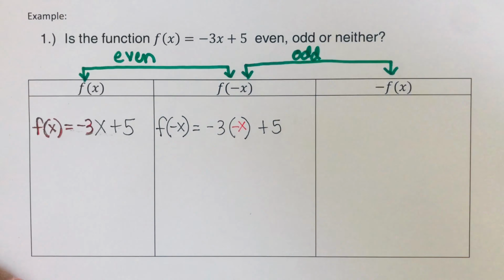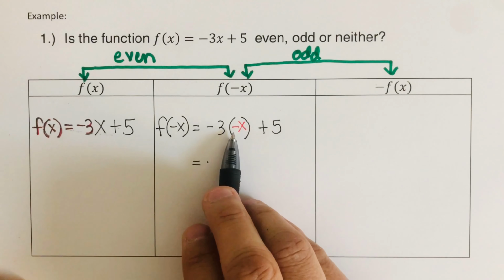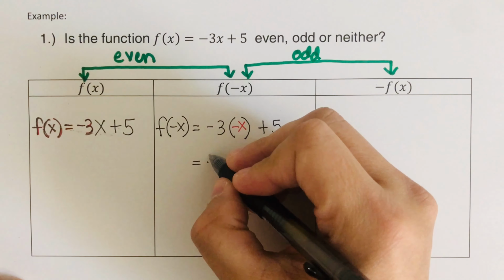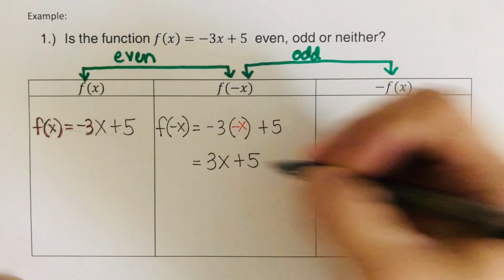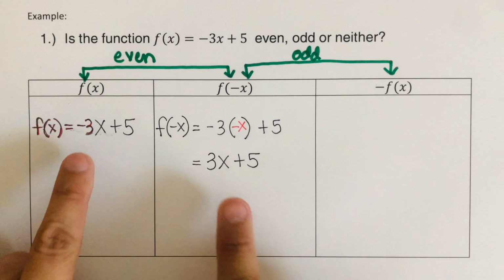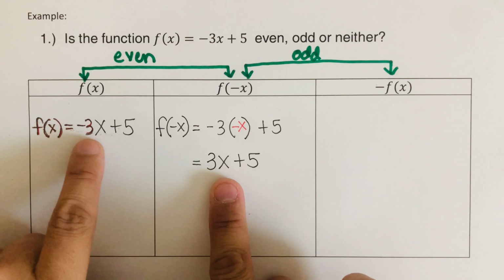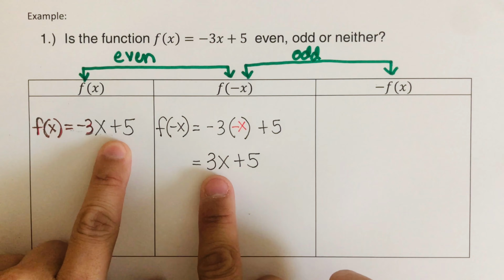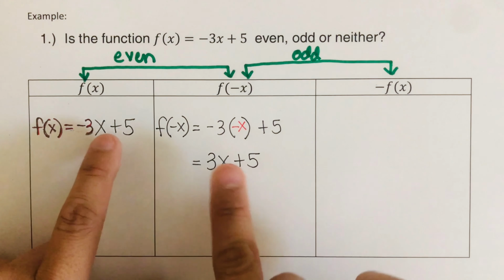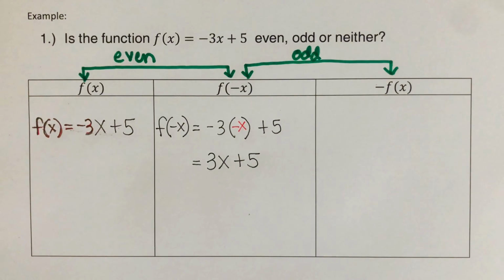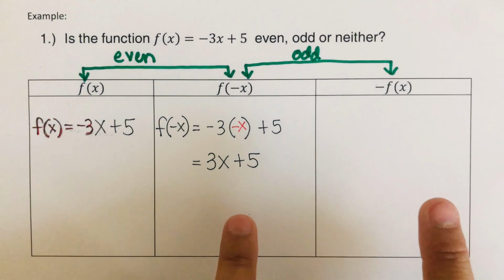So we are going to simplify this. Negative 3 times negative x would be a positive 3x. And then we have a plus 5. Now, we are going to look at, are these two the same? This is negative 3x plus 5. This is 3x plus 5. So they're not the same, which means that this is not an even function. Now, let's test if it's odd.